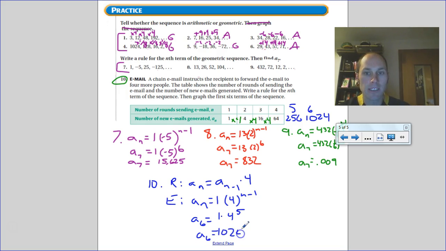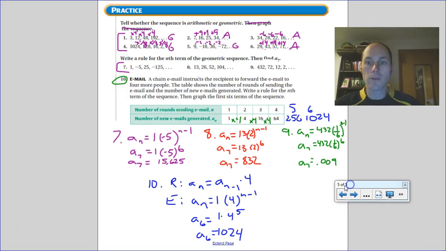Recursive is good for finding the next step in the pattern in the sequence. Explicit works better when we want to find a term that's further down the sequence. So as you can see, it connects directly to what we learned with the exponential functions, and hopefully connects well to what you learned already with arithmetic sequences. So you'll do some of that in your practice today.